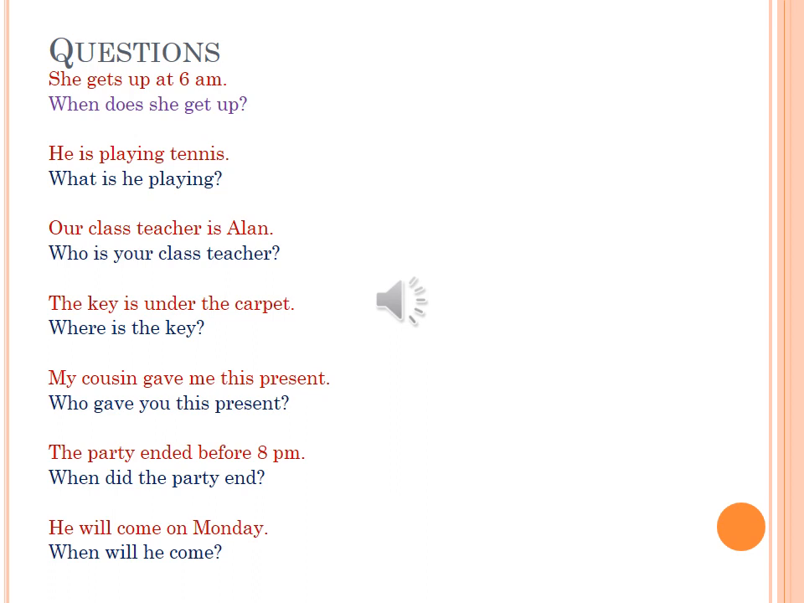The party ended before 8 p.m. Ended. Once again, this is in past tense. So we can write it as did plus end as it is in past tense. And as it refers to time, we can use the question word when. When did the party end? He will come on Monday. When will he come? That's all.